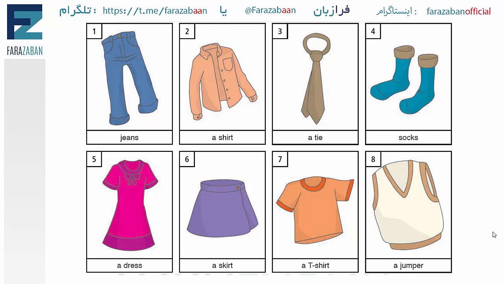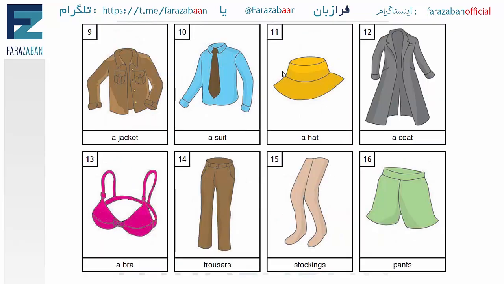Now, let's learn some words related to clothes. Jeans. شلوار جین. A shirt. یه پیراهن. A tie. Socks. Because there are two socks. Socks means جوراب. A dress. پیراهن. A skirt. دامن. A t-shirt. A jumper. A jacket. A suit. A hat. A coat. A bra. Trousers. Stockings. Pants.